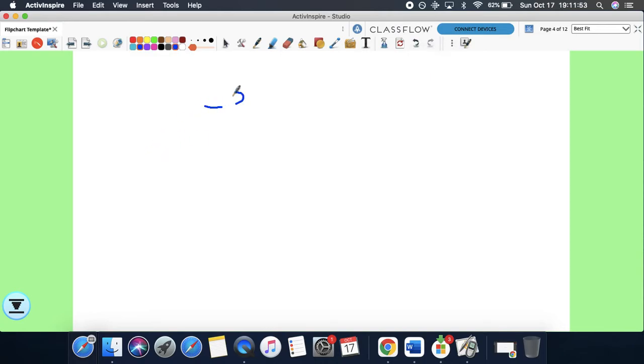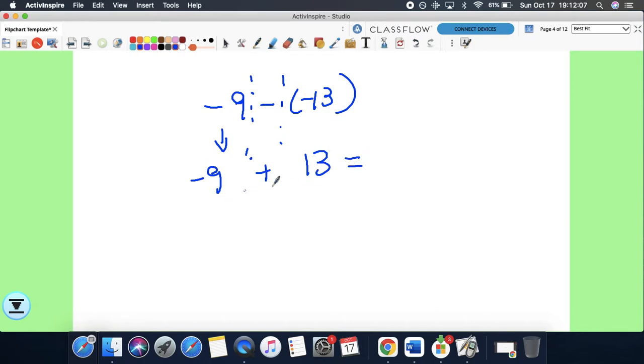Negative 9 minus negative 13. Negative 9 stays negative 9. Subtraction becomes addition. We take the opposite of the second added and it becomes 13. Well, who has a bigger absolute value? Negative 9 or 13? 13. So the answer is positive. So I'm going to put a little positive sign.